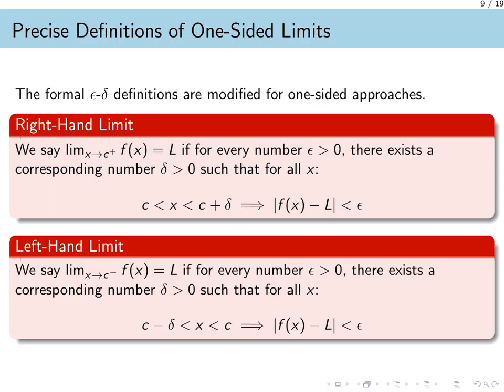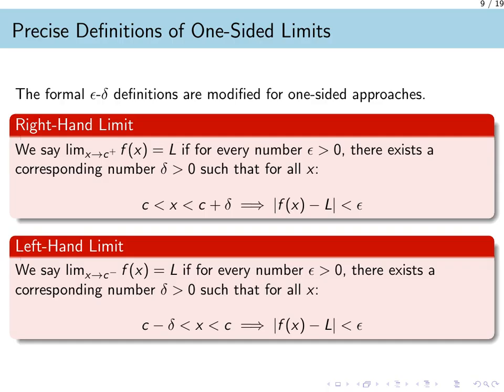For a right-hand limit, the definition is nearly identical to the two-sided one we already know. We still require that for any small positive epsilon, the function value f of x stays within epsilon of the limit L. The key difference is the condition on x. Instead of x being in a two-sided interval around c, we now require x to be strictly between c and c plus delta. This precisely captures the idea of approaching strictly from the right side.